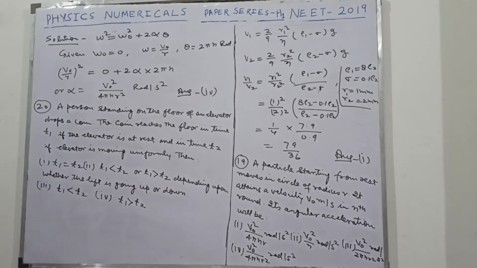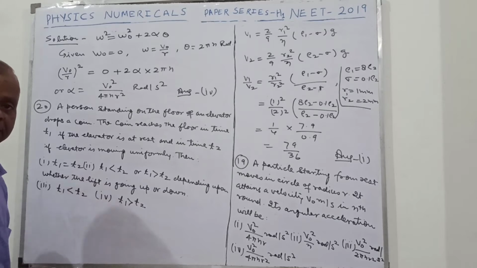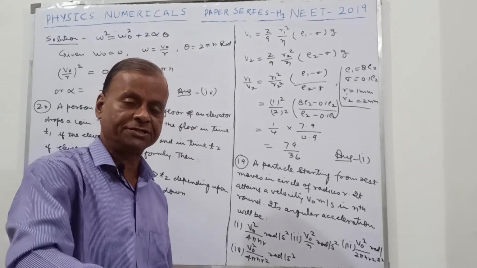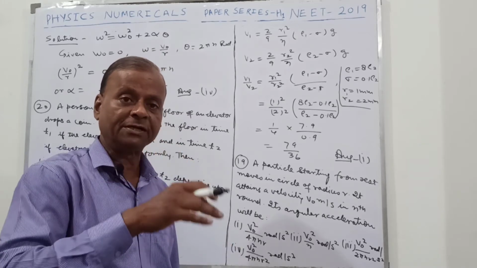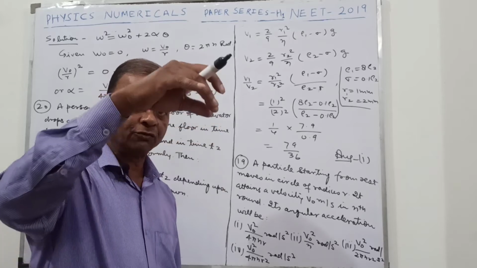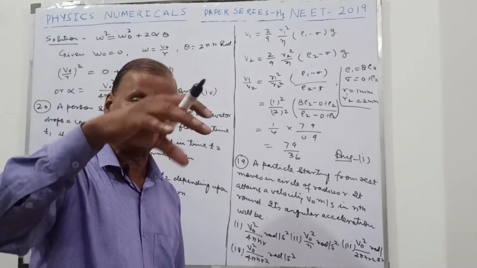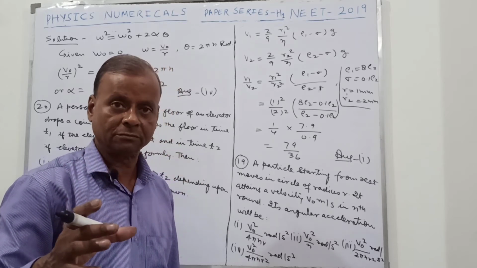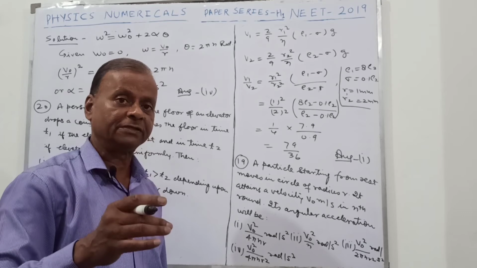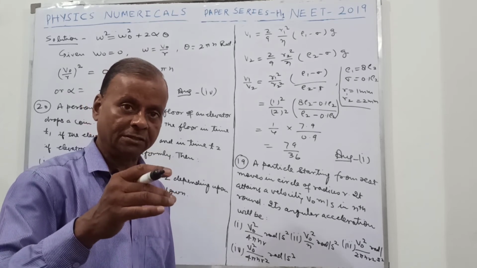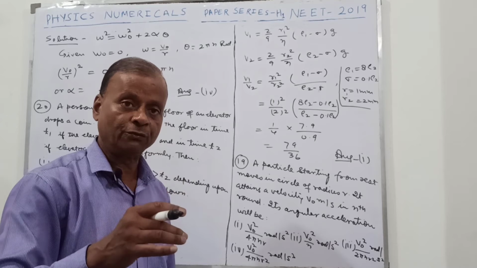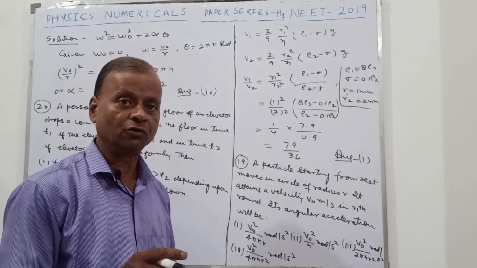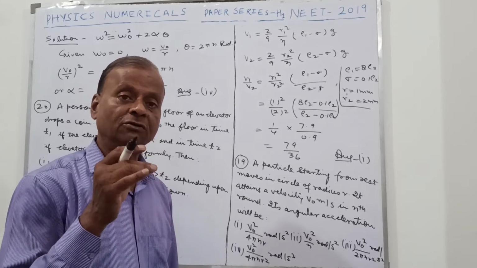Elevator means the lift. When the elevator is not moving, it is at rest, then the coin is dropped, so it takes the time T1 to reach the floor. And when the elevator is moving up or down, again the coin is dropped, then it takes the time T2. Since the elevator is moving uniformly, it has no acceleration at all. It means that whatever time is taken by the coin to reach the floor will be equal, because it is not accelerated, and moreover, the value of g is not changing at all.